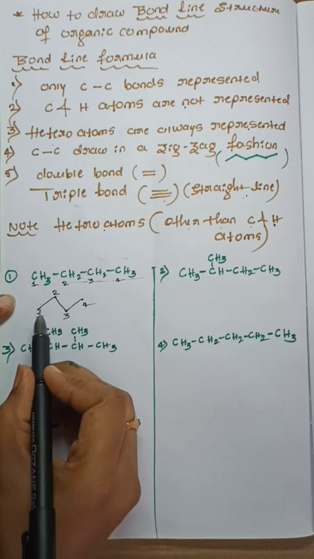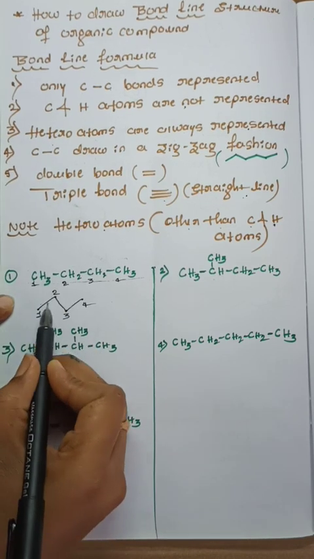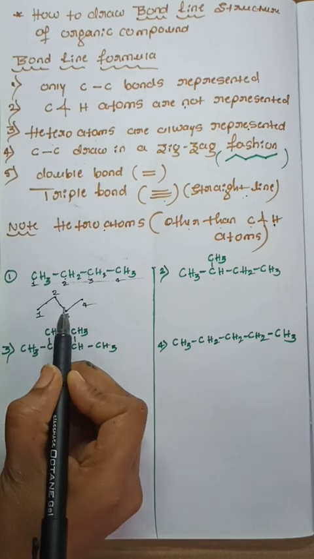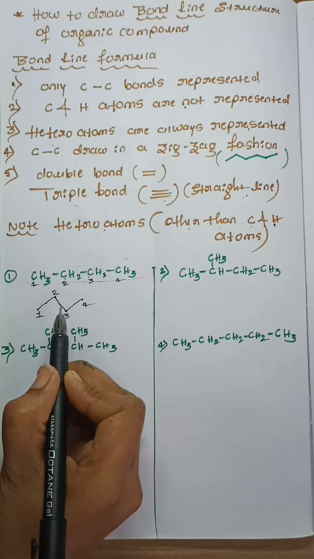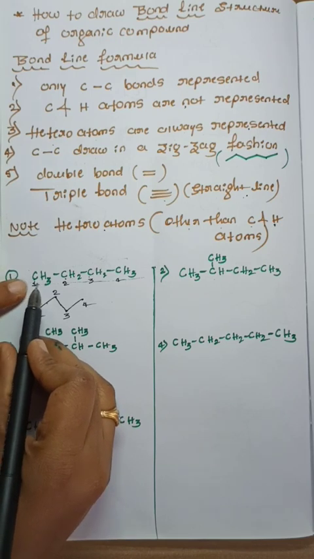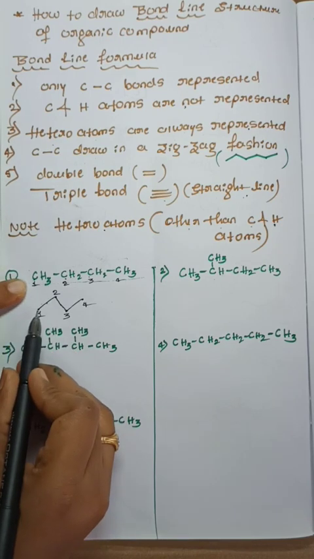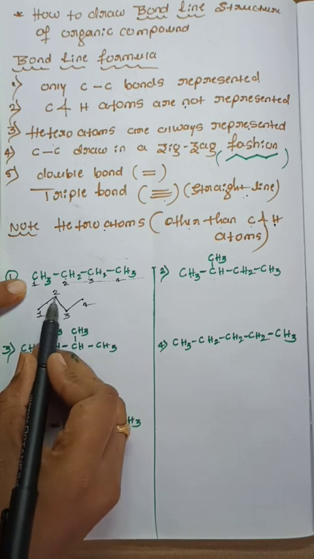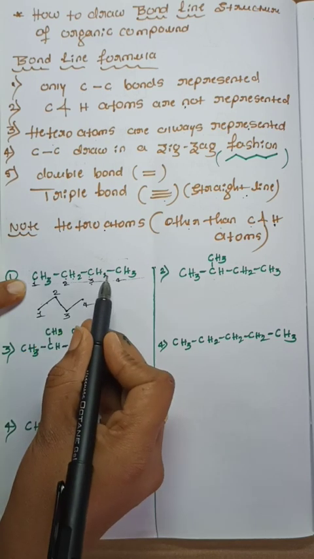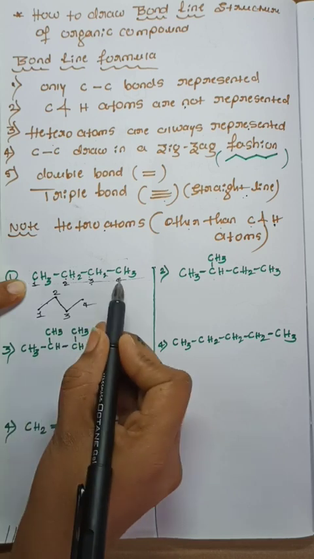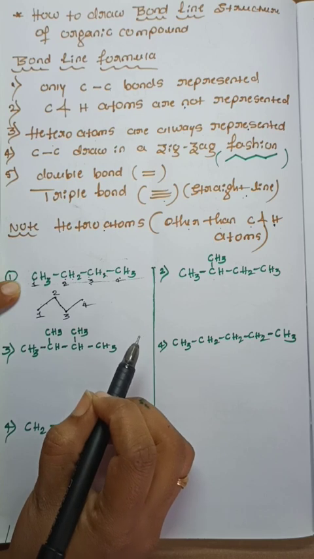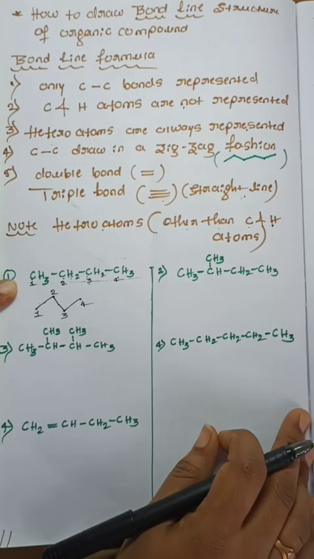Now see, only the bonds between the first carbon and second carbon, and between the other carbons, are represented. We only represent the bond between carbon and carbon, not the bond between carbon and hydrogen. To the first carbon 3 hydrogens are attached, but we should not show them. To the second carbon 2 hydrogens are attached, but we should not show them in a bond line formula. The third carbon also has 2 hydrogens, and the fourth carbon has 3 hydrogens, but we should not show them. Only the bond between carbon and carbon is shown. This is the first example answer.